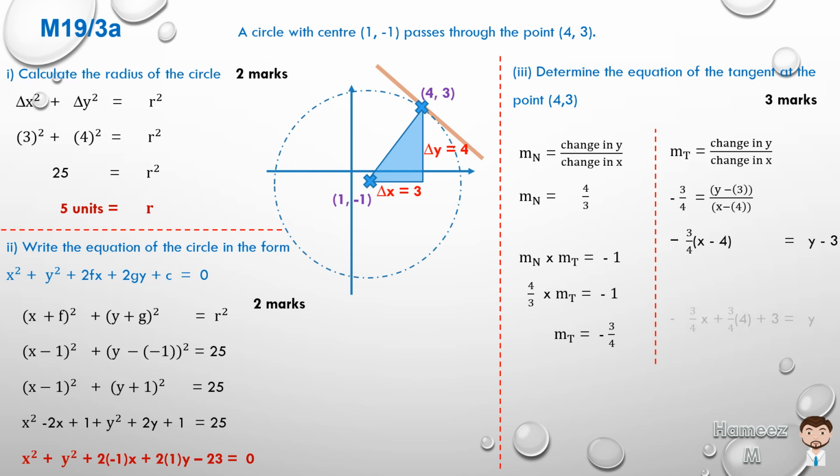And if we expand, it'll give us -3/4 x plus 3/4 times 4, plus 3 is equal to y, carrying the -3 across. And if we simplify, it ends up that y is equal to -3/4 x. 3/4 times 4, 4 into 4, 1. So 3 plus 3 is 6. So y is equal to -3/4 x plus 6 is the equation of the tangent.